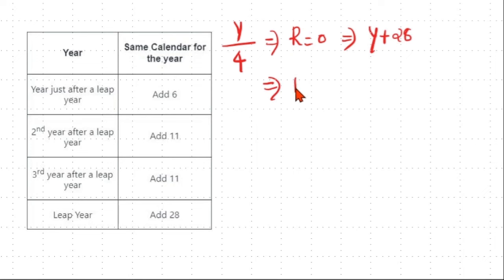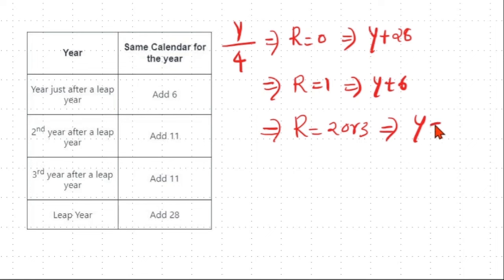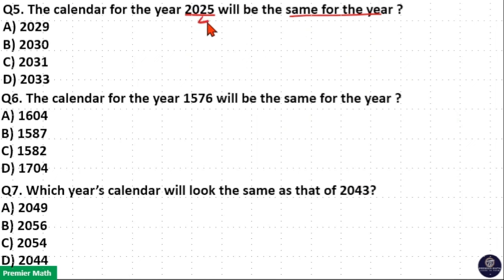If the remainder is 1, then add 6 to the given year, which will give you the same calendar year. If the remainder is 2 or 3, then add 11 to the given year, which will give you the same calendar year. In the same way, 2025 divided by 4 gives remainder 1.